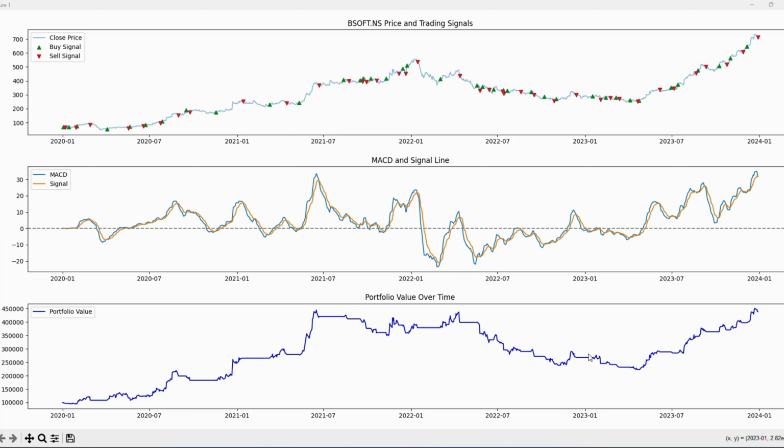Portfolio value over time. The bottom chart shows how your portfolio value evolved over time. You started around 100,000 Indian rupees, and there's a steady climb, with some dips and consolidations. One major peak happened around late 2021, followed by a drawdown in 2022, reflecting the market's overall weakness during that period. After mid-2023, the value picked up again sharply, closing near 440,000 Indian rupees, a solid growth over the 4-year span.